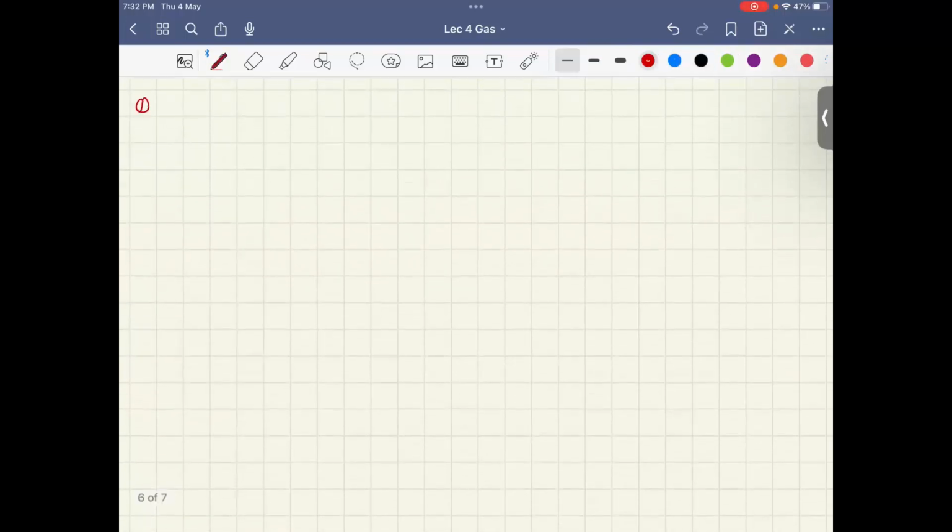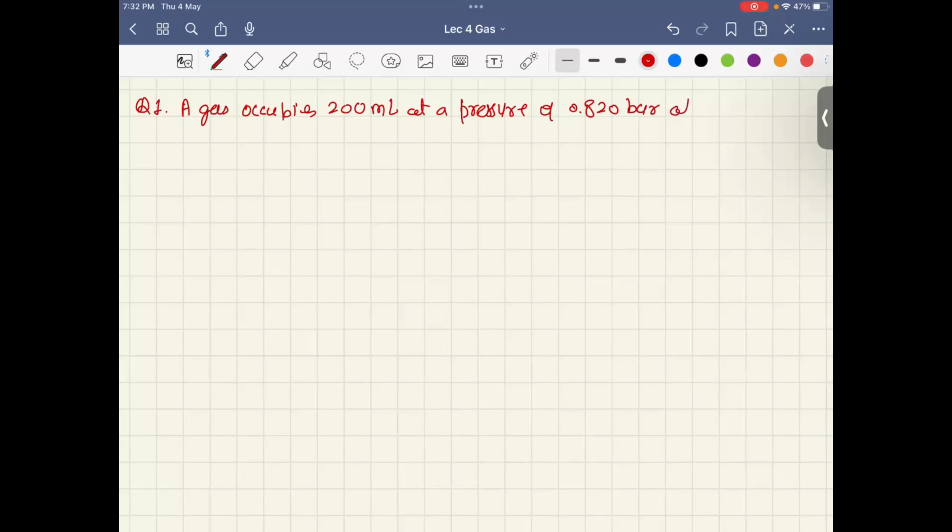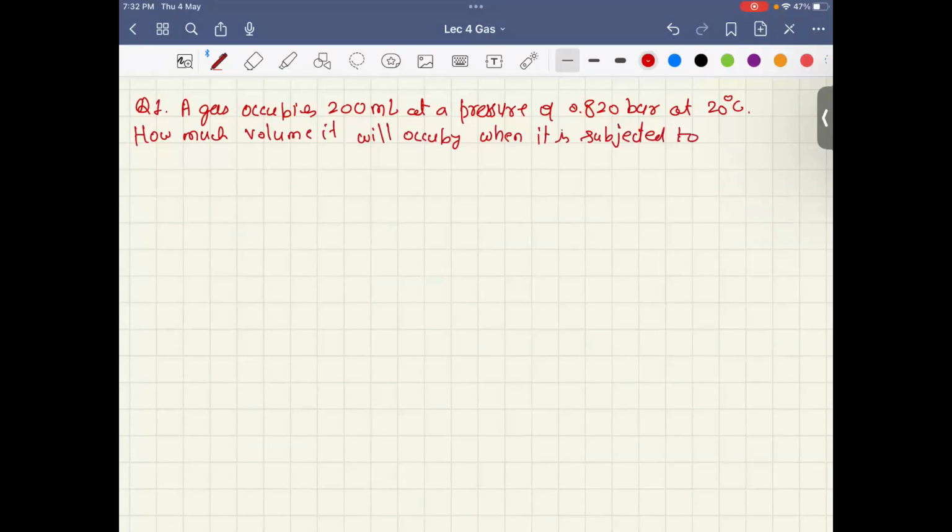Let's solve some examples. Question 1. A gas occupies 200 ml at a pressure of 0.820 bar at 20 degrees centigrade. How much volume will it occupy when it is subjected to an external pressure of 1.025 bar at the same temperature?